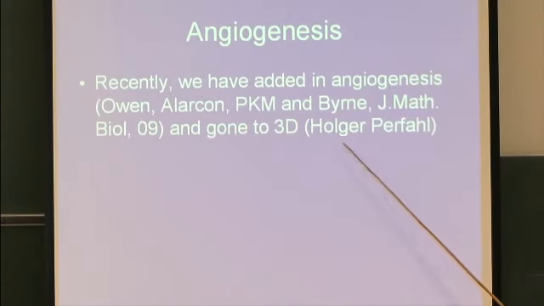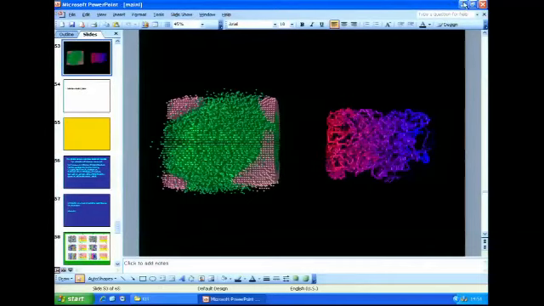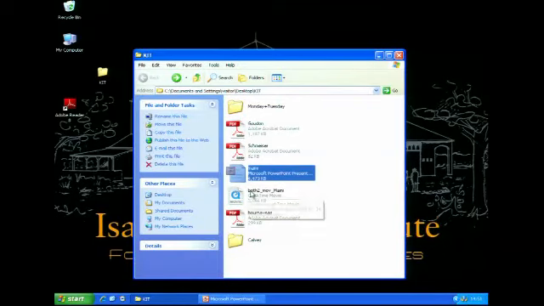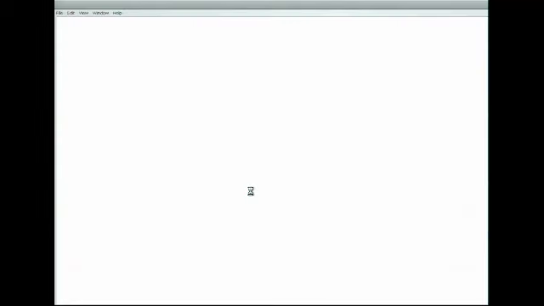So recently we've gone to 3D, and this is with Holger, and I'll try and show this video now, but it was taking quite a long time when I was showing it earlier on. So we'll see what happens. So what you should see if this comes up is a block of pink cells, those things there which are normal cells, 2 blood vessels, here and here. Now these blood vessels are not here, they're actually in here, right? But this is for visualization, we put them out here.